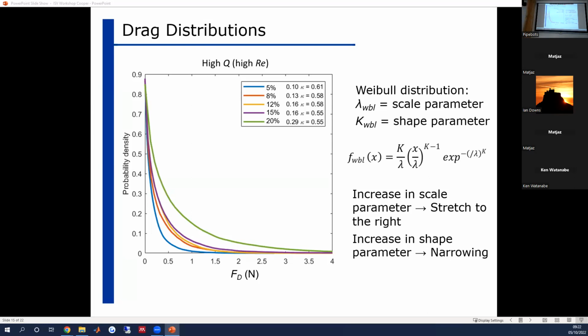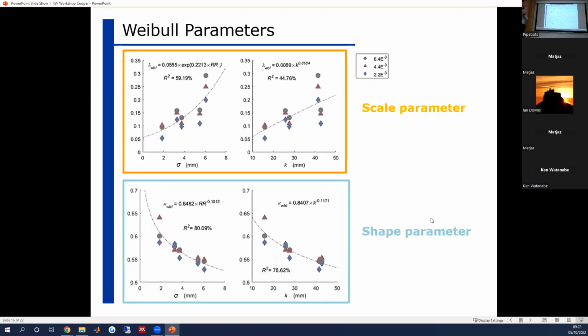So by having a look at how those parameters change with roughness, we can get some sense of how those drag distributions are therefore changing. Next slide. So here we've got the scale parameter, how that changes with our 2 grain roughness metrics, and likewise with the shape parameter on the bottom. So the scale parameter is increasing with roughness, the shape parameter decreases.